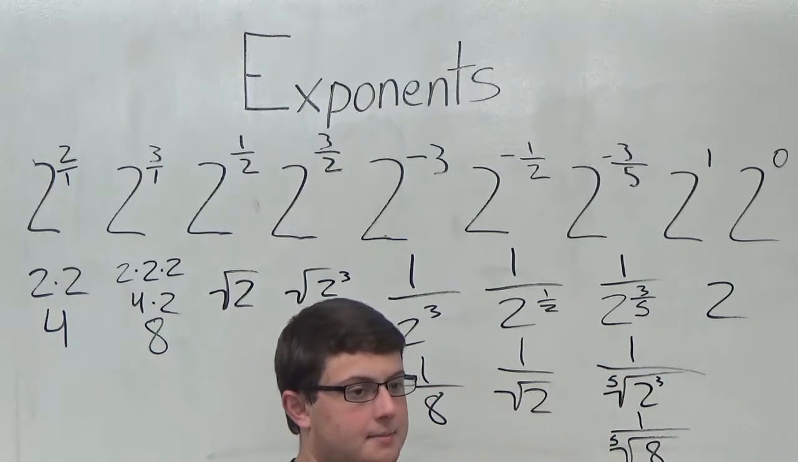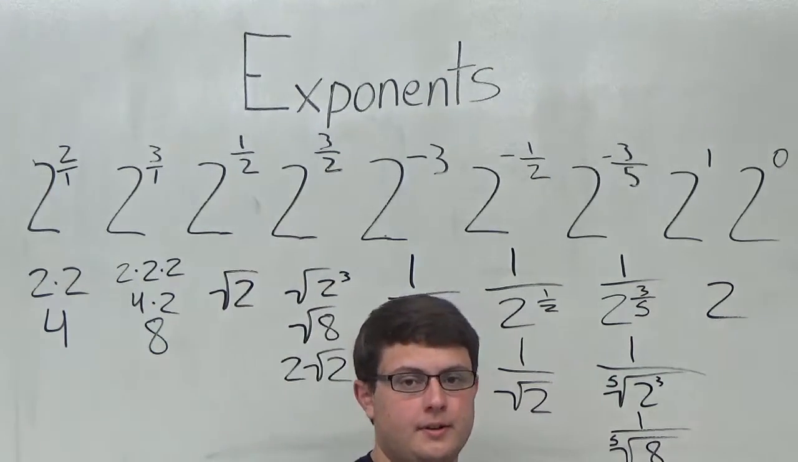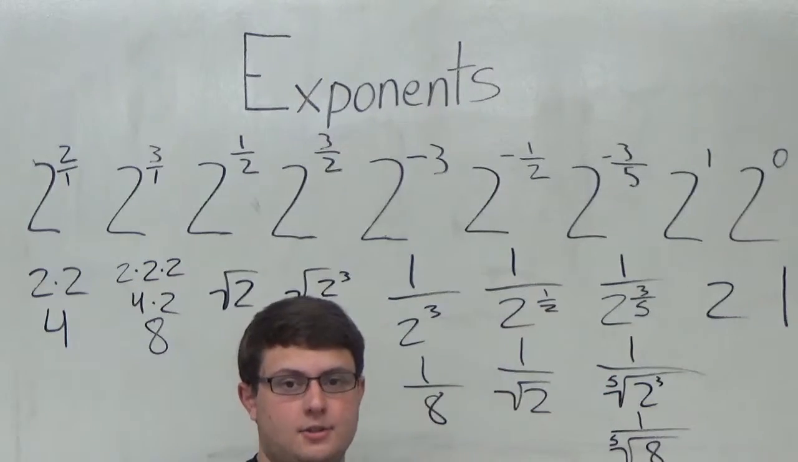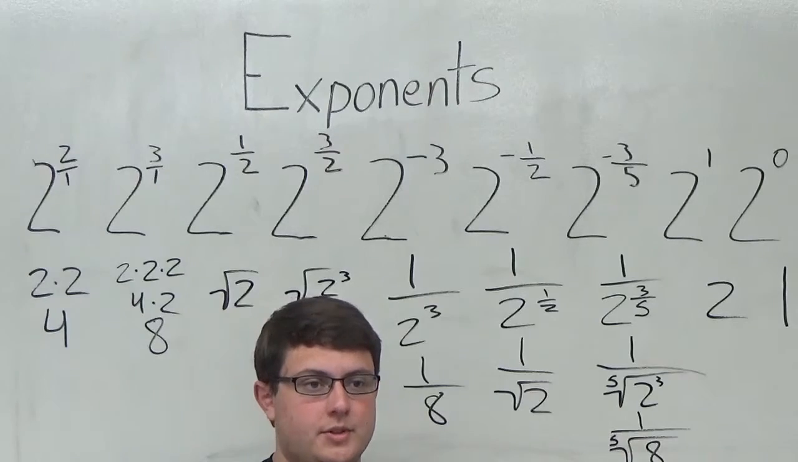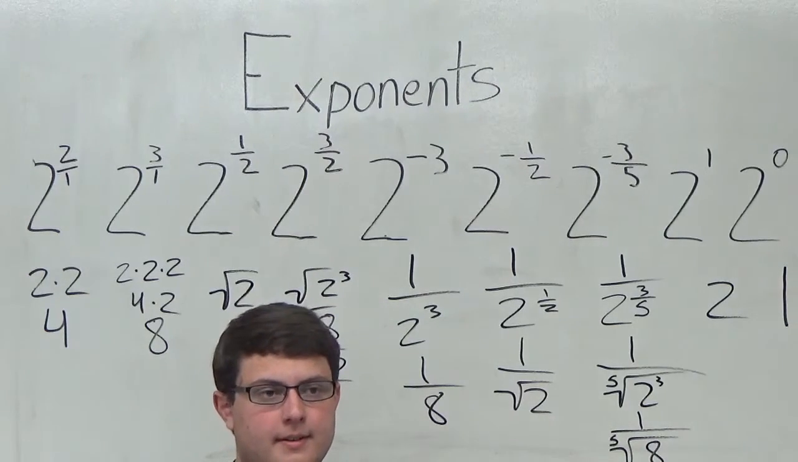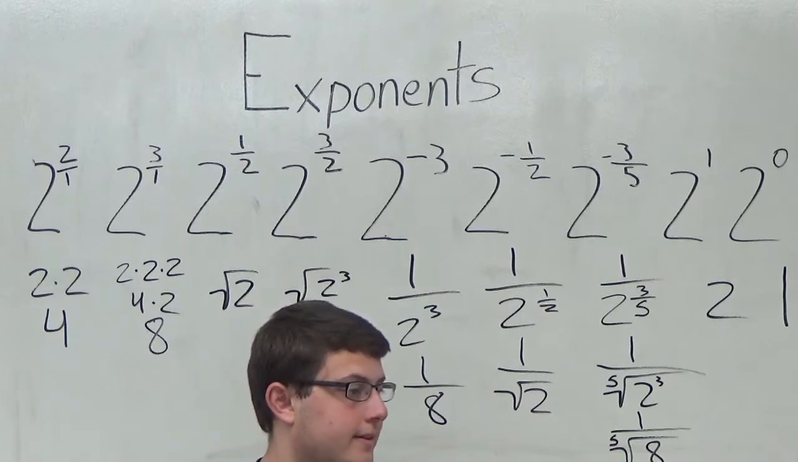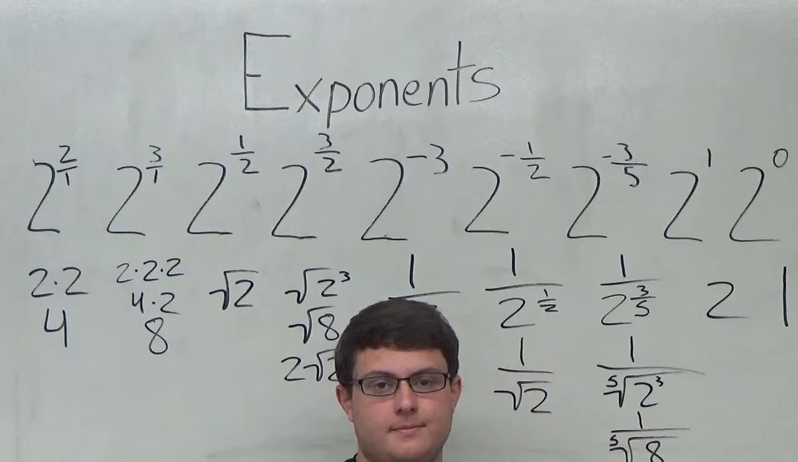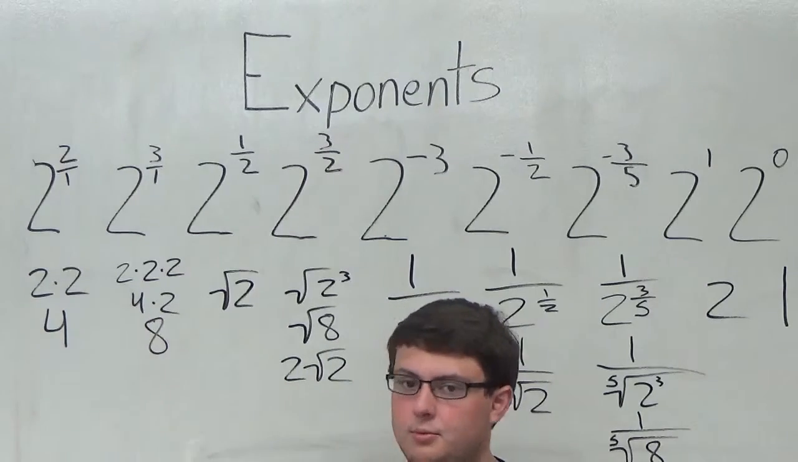Then for the final example, 2 to the 0th power, that's just equal to 1. Anything to the 0th power is equal to 1. So once again, 100 to the 0th power, that's equal to 1. And then, 1 million to the 0th power is equal to 1. So that covers all of our basic exponent rules.